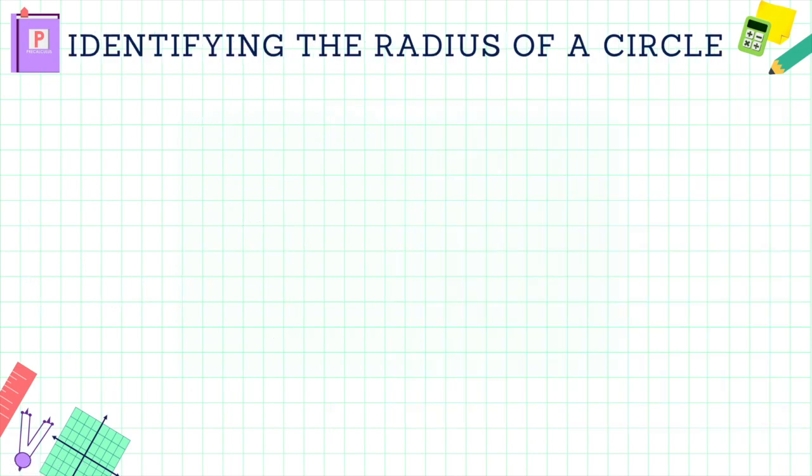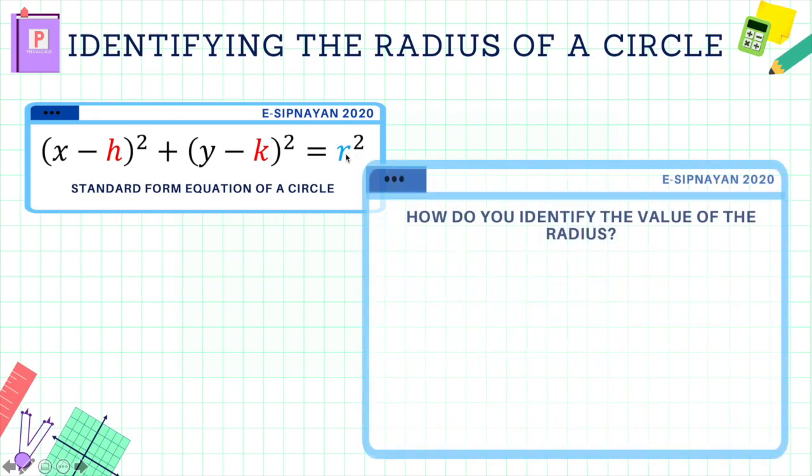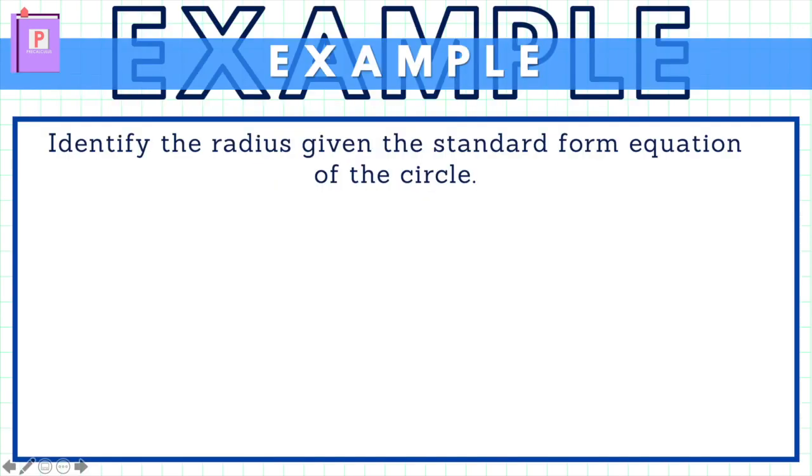Now that we know how to identify the center of the circle, let us try identifying the radius of the circle. From the standard equation of the circle, we can see that on the other side of the equation, we have r squared. It is easy to identify the radius just by getting the square root of r squared. Now, let us try to identify the radius given some of these equations.